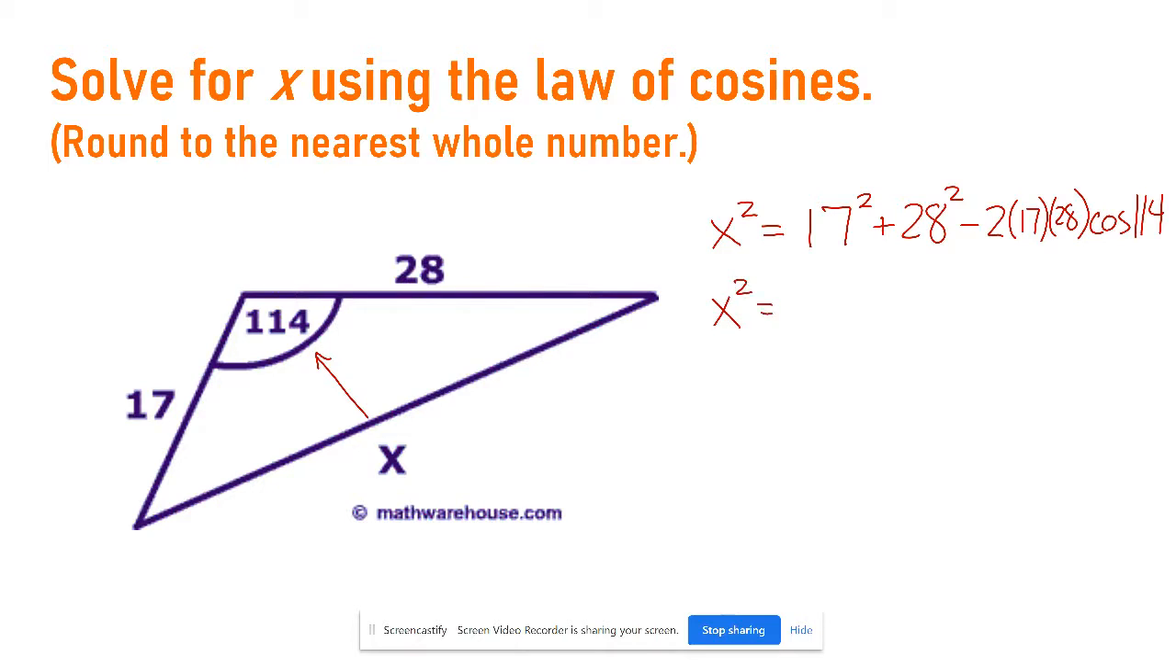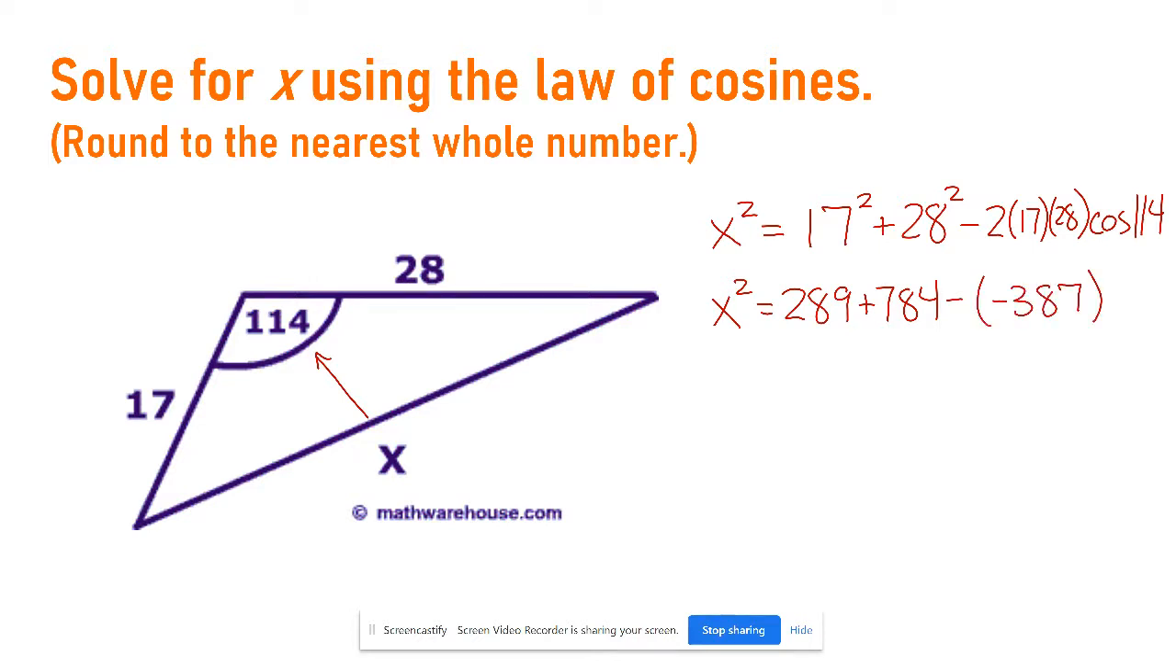So x squared equals 17 squared, which is 289, plus 28 squared, which is 784, minus 2 times 17 times 28. And I will admit I put this all in the calculator together here. If you take 2 times 17 times 28 times the cosine of 114, you put that all in a calculator, make sure your calculator is set to degrees. That's going to be important. You will get negative 387 approximately.